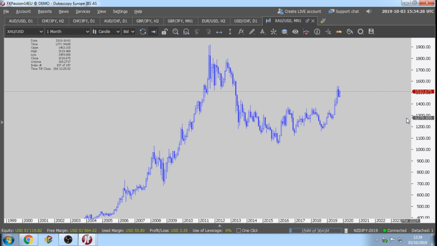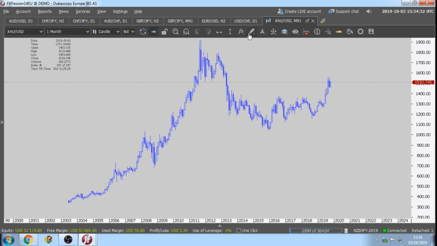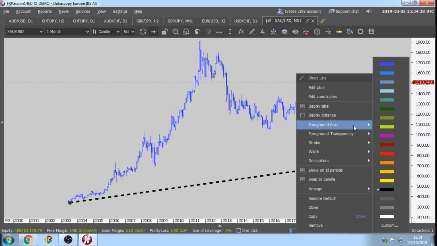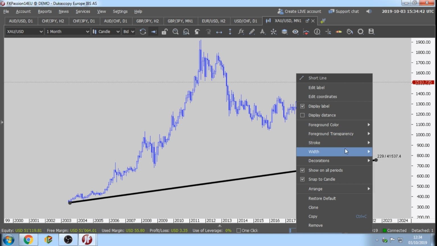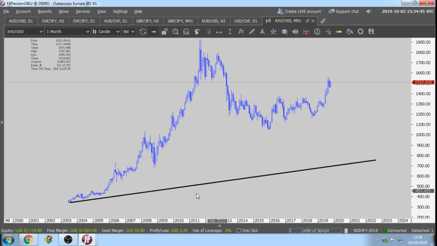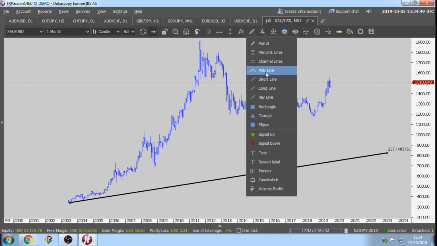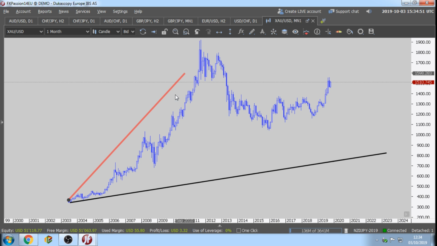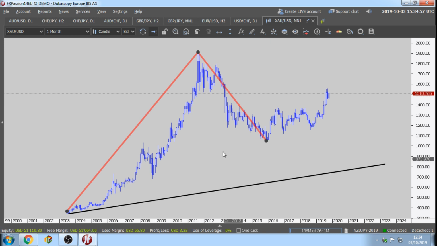So monthly chart, gold. Remember, everybody, gold is a different type of asset class. It's not the same as the currencies. Okay, so we have this long-term uptrend line in here, starting from down. Now structure from the monthly chart, extension, retracement.